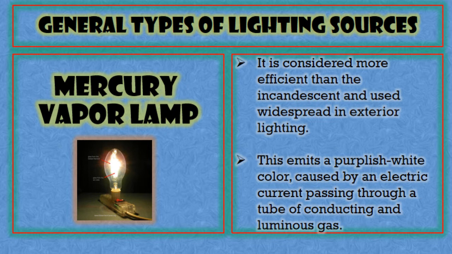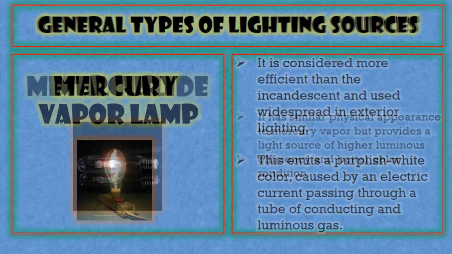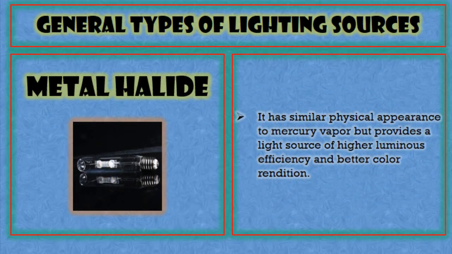And then next type or another kind of lighting source na meron tayo, the so-called metal halide. So ano naman ito? It was mentioned here, it has similar physical appearance with mercury vapor, but provides a light source of higher luminous efficiency and better color rendition. Okay, so in comparison, take note doon sa kulay ng mercury vapor, purplish white yung color niya. So parang medyo masakit sa mata kung minsan yung color rendition niya.